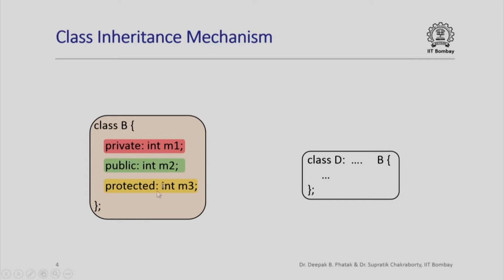So let us say this is a class named B, and in this class there are three data members M1, M2, M3, all of type integer, and M1 is declared to be private, M2 is declared to be public and M3 is declared to be protected. But this protected is a new access control keyword that we are seeing for the first time, and by the end of this lecture you will understand exactly what this means. For the time being, let us just say that this is a new access control keyword.